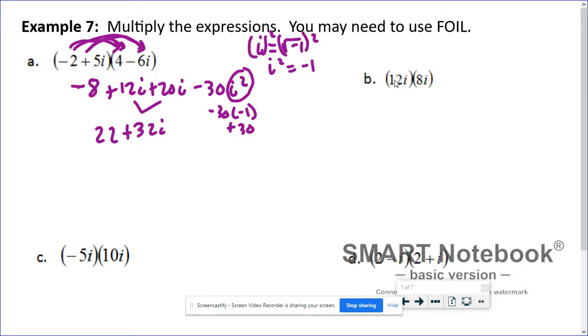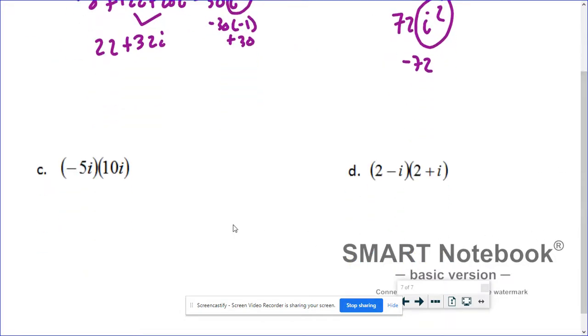All right, for this one, 12i times 8i is 96i squared. Again, we swap i squared for -1, you get negative 96. Negative 5i times 10i is negative 50i squared. i squared is -1, so it's like negative 50 times -1, so positive 50.